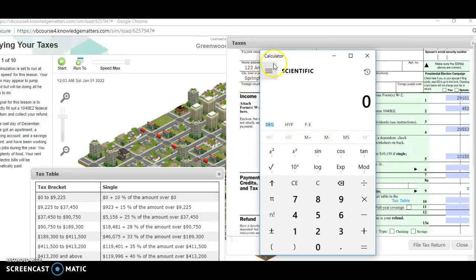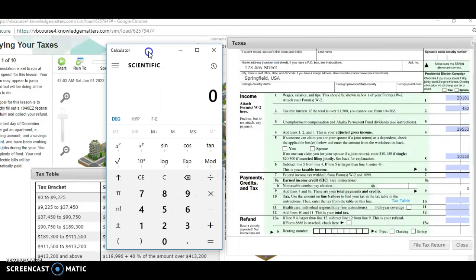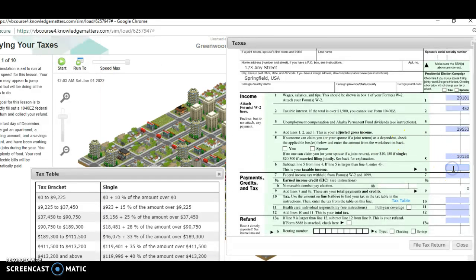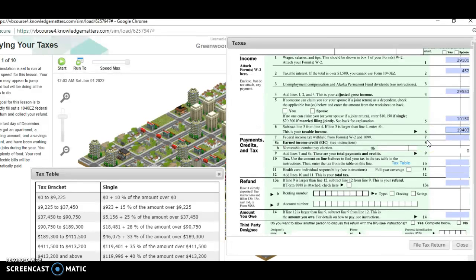Now, let's go on to line 6, and that states subtract line 5 from line 4. So $29,553 minus $10,150 is going to give us $19,403. So that is actually our taxable income.